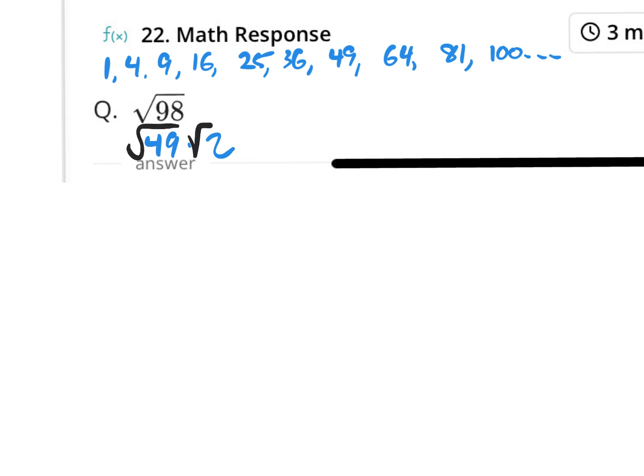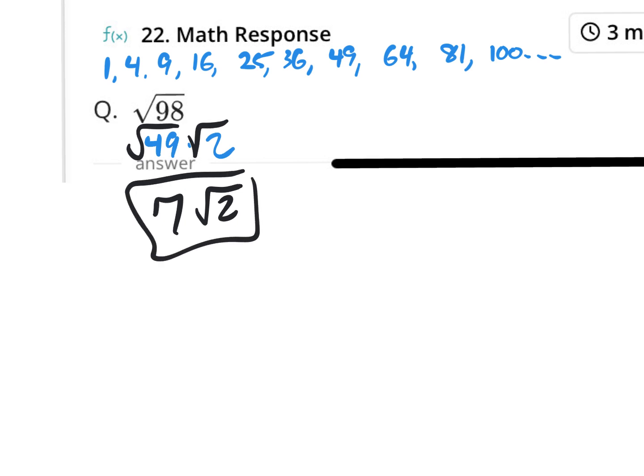And we're going to split the root. And of course, the square root of 49 is 7, and the square root of 2 stays the square root of 2. So your final answer that you should type in is 7 square root of 2.